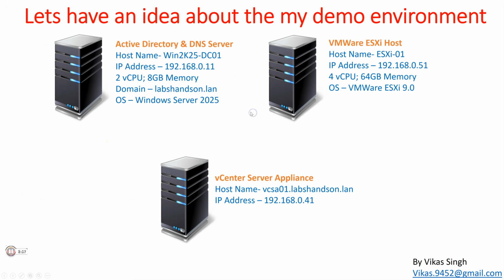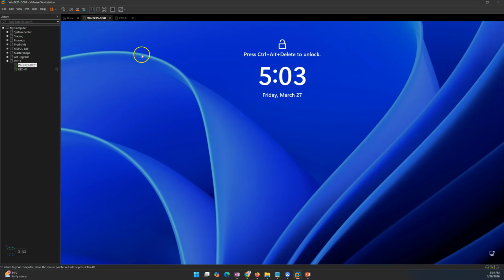Now this is my lab environment. In the last video I deployed this vCenter appliance. This is my vCenter appliance which we are going to back up, and I have my Active Directory domain server and my ESXi host. Let me show you that infrastructure.